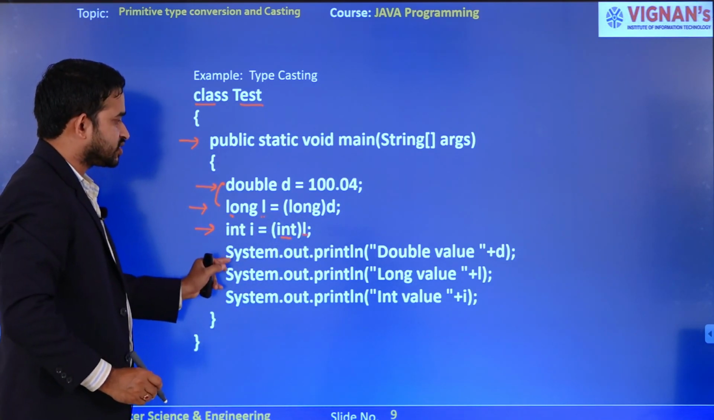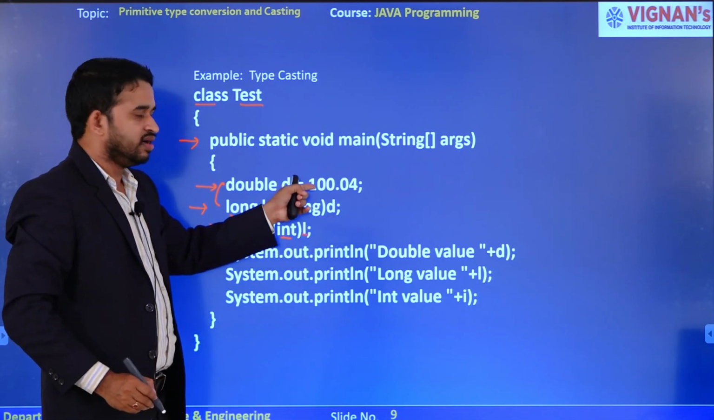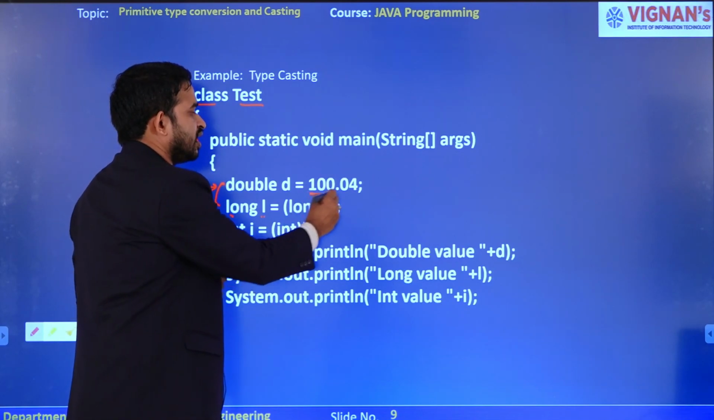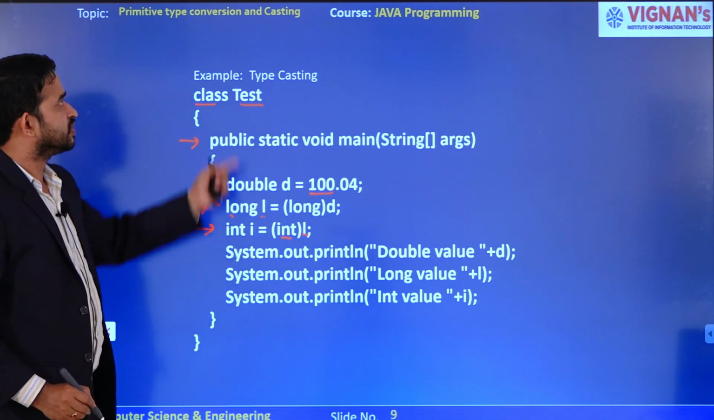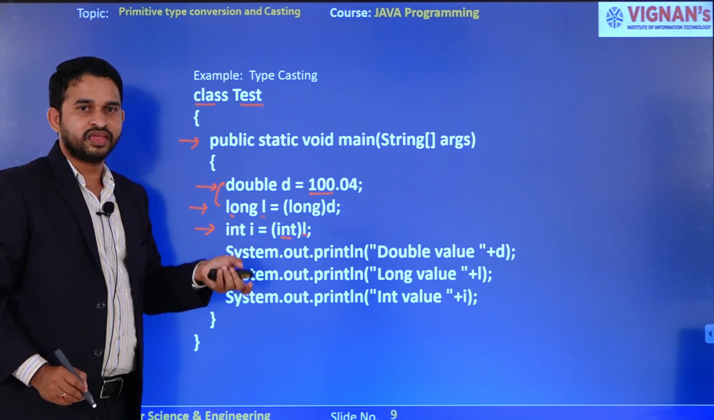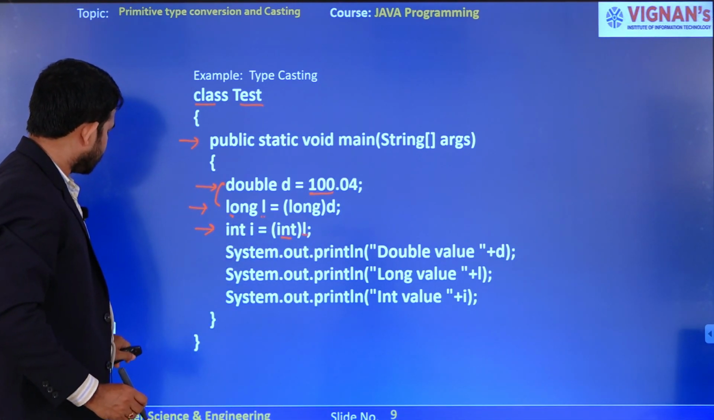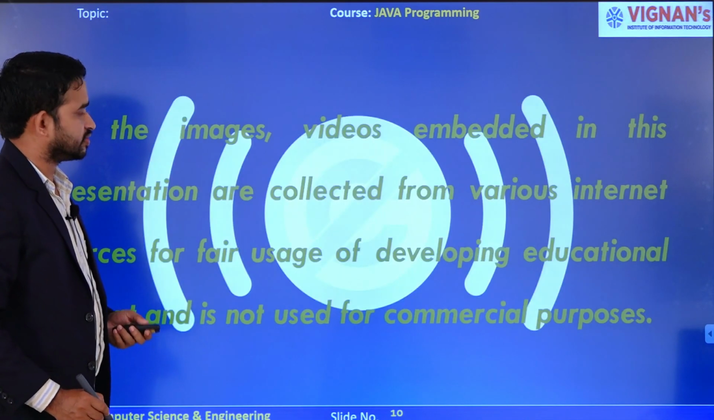So clear, right? System.out.println gives the value 100.04 for the double. The int value gives 100. So this is about casting, also called explicit conversion, also called narrowing. So this is about primitive type conversion and casting. Thank you.